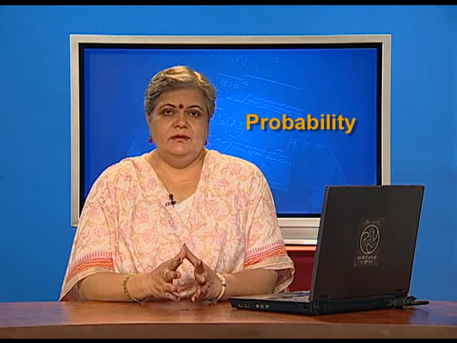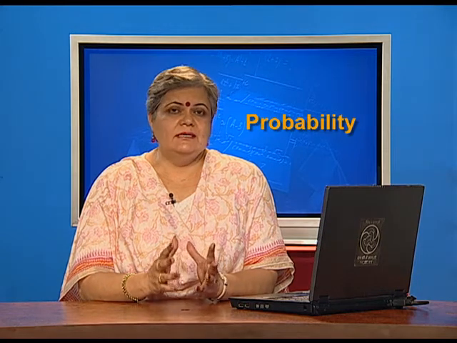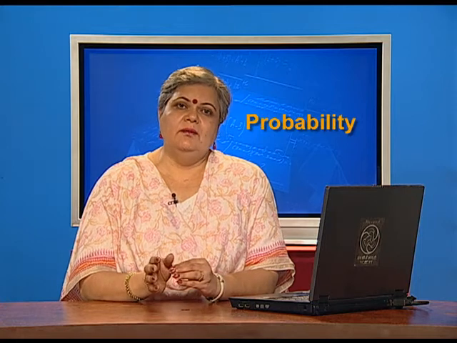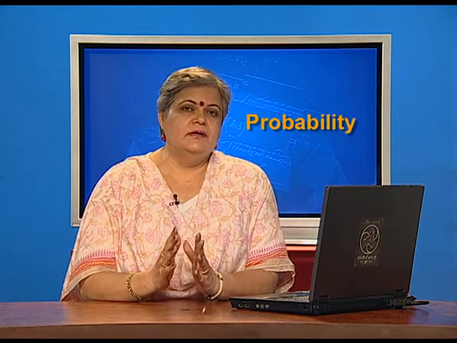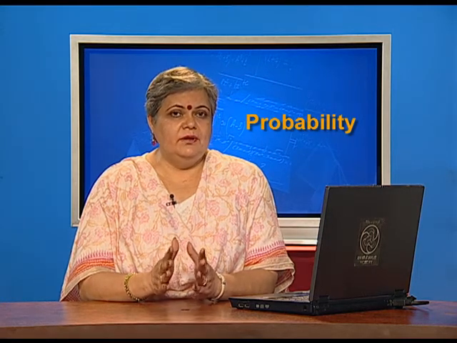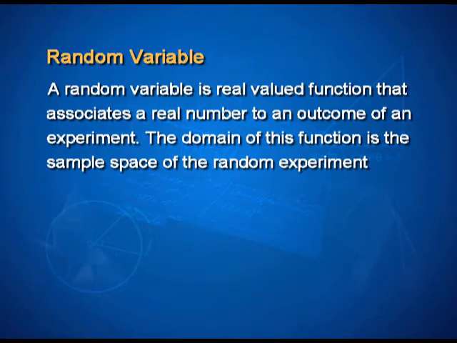Random variable acts as a real valued function which associates a real number to an outcome of the sample space. So, the formal definition of the random variable is: a real valued function that associates a real number to an outcome of an experiment, and therefore, the domain of this function is the sample space of the random experiment.